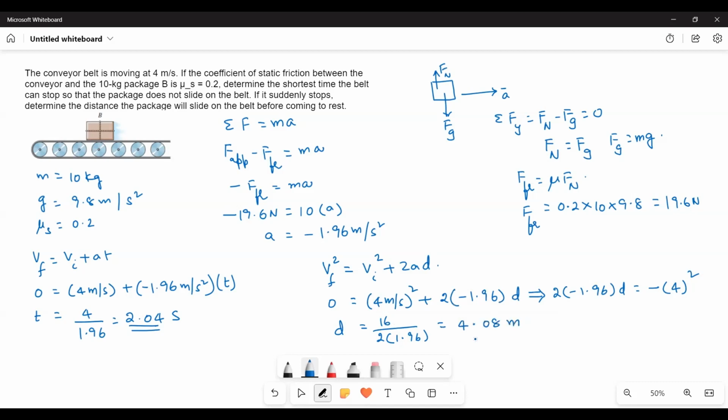4.08 meters. Suppose the conveyor belt comes to a stop slowly, then the package will not slide. Suppose the conveyor belt comes to a sudden stop, then the box will slide. If it comes to a sudden stop, how much distance will the box slide? That is the second bit. It will move about 4 meters. That is the answer for this one.